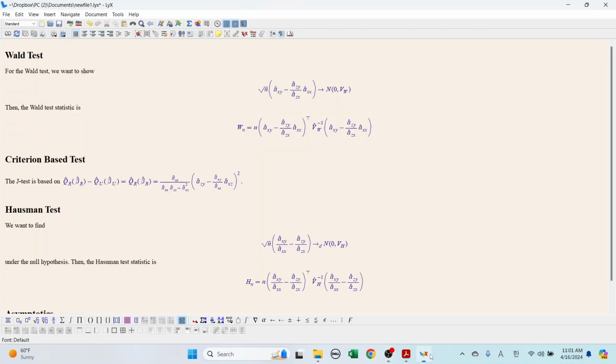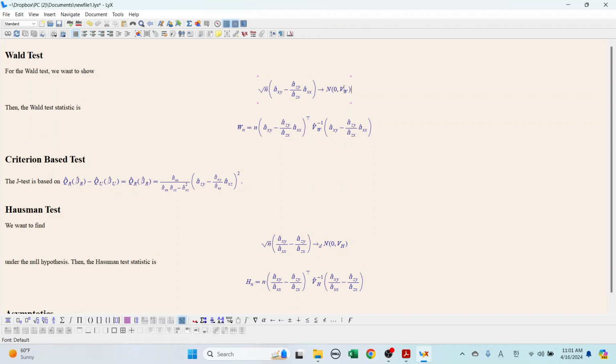Okay, so here in this video, I will make the final video for homework 5, and this is a brief summary of what we have done earlier. So we calculated a lot of things, and these are what we have to work on, like the remainder. For the Wald test, we wanted to show that the Wald test is based on this. So we have to find its asymptotic variance, okay?